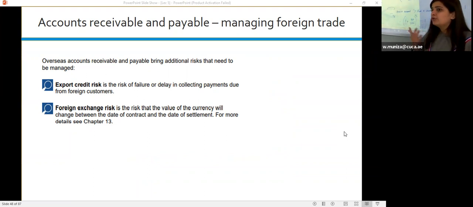When we are dealing with overseas receivables or payables, there can be additional risks, related to export credit risk and foreign exchange risk. Export credit risk is that the person outside the country may not pay us. Foreign exchange risk is the rate of exchange between our currency and the other country's currency. Export credit risk is the risk of failure or delay in collecting payments due from foreign customers. Foreign exchange risk is the risk that the value of currency will change between the date of contract and the date of settlement. For details, see chapter 13.